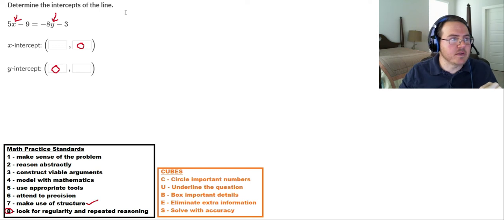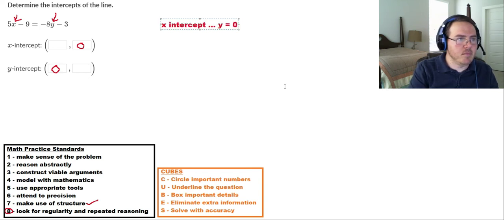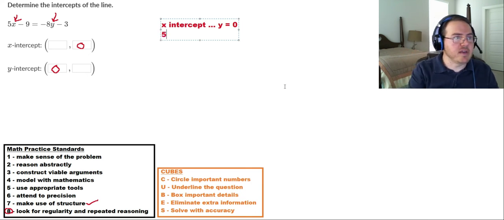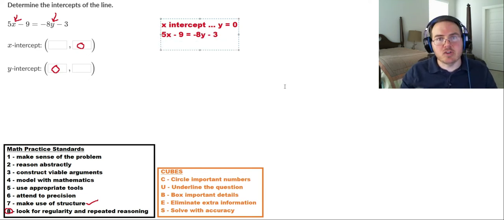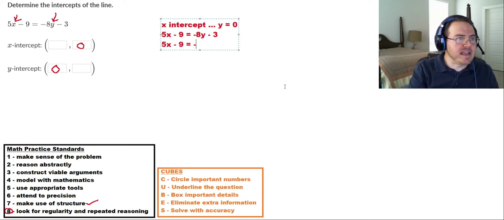So, pretty simply, here's my work. Okay? So, let's say I want to find the x-intercept. Or y is equal to 0. So here's what we do. We write down our equation. Okay, so 5x minus 9 equals negative 8y minus 3. Okay. So now we're going to substitute in the 0 wherever the y was. So 5x minus 9 equals negative 8 times 0 minus 3.